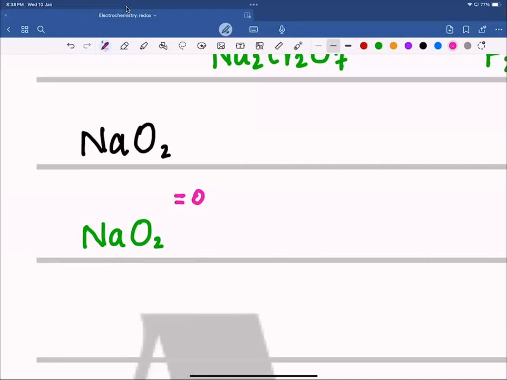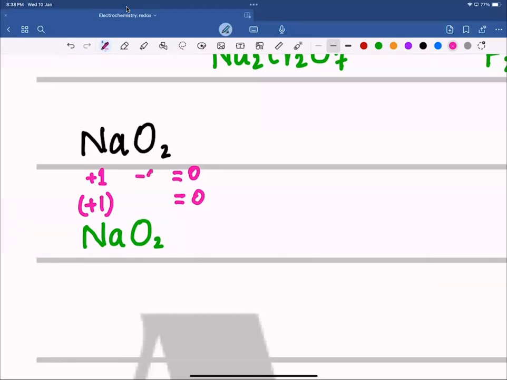Is there any element from group 1, 2, or 3? Sir, any from group 1. Group 1, so its oxidation number is +1, right? Yes, sir. If the oxidation number of sodium is +1 and the net charge is 0, then what will be the oxidation number on oxygen?